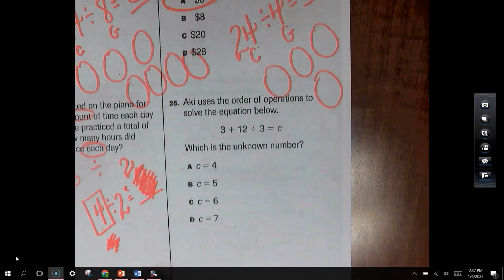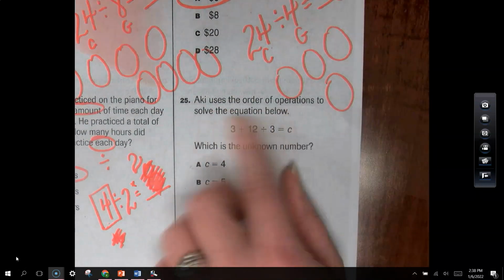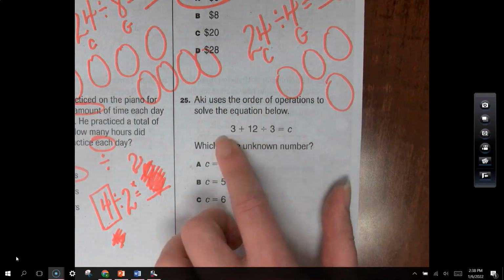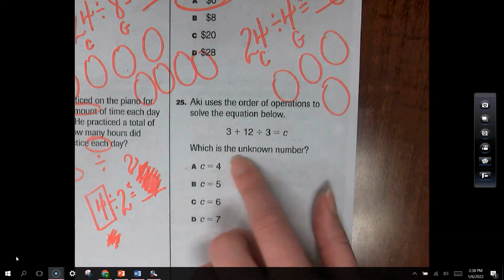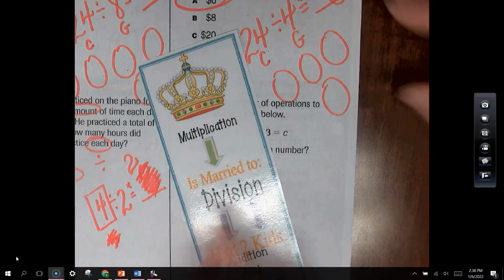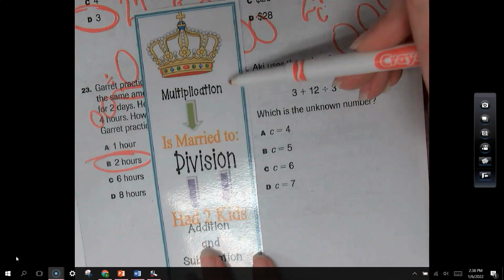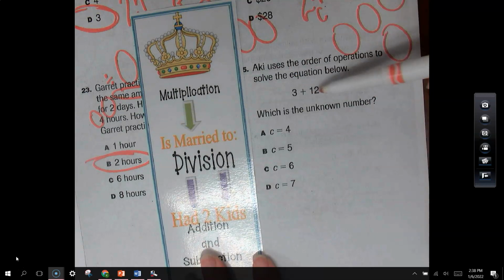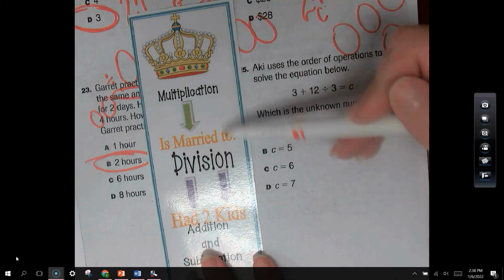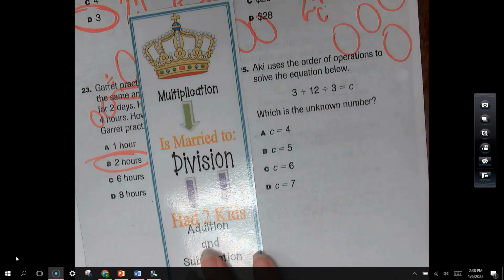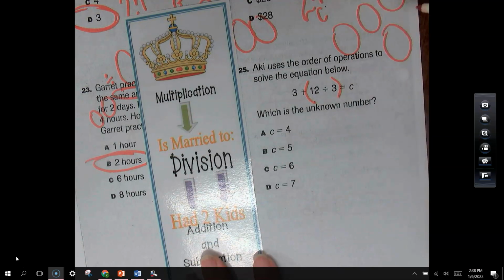All right, last problem. Akai uses the order of operations to solve the equation below. 3 plus 12 divided by 3 is C. Which is the unknown number? Let's look at our bookmark. Our bookmark says that our king is multiplication. Do we have multiplication? No. So we move on to who he's married to, which is division. Do we have division? Yes. We put our parentheses around the division problem.